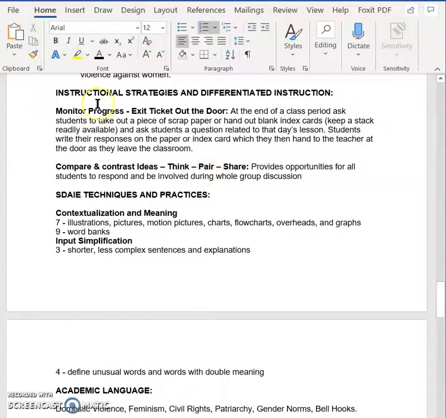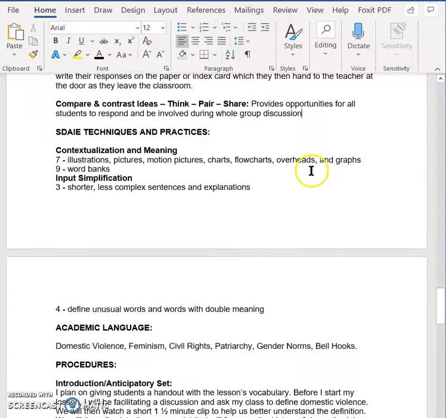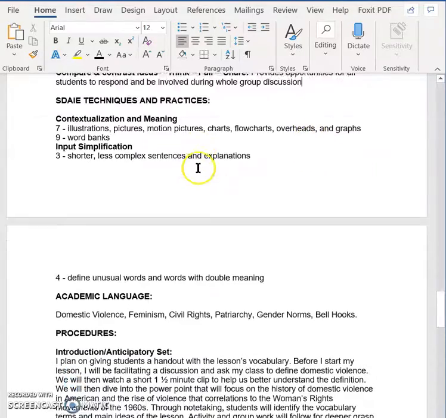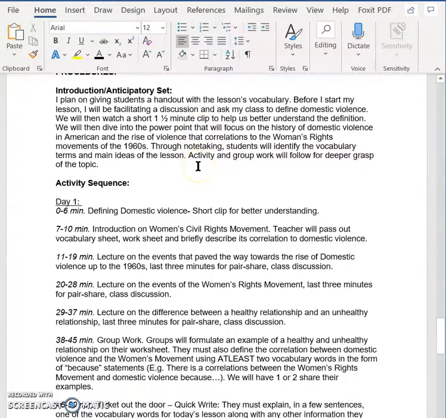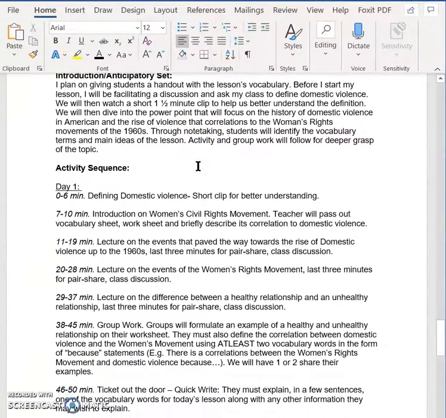So now my instructional strategies and differentiated instruction is done through an exit ticket out the door, and also a lot of think, pair, share to compare and contrast ideas. Again, because this provides an opportunity for everyone to be heard in the class. Because again, I am a social constructivist. These are my SADI techniques and practices, and this is how I will be doing my lesson.